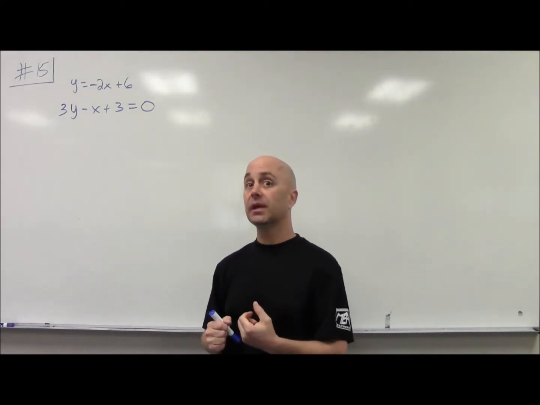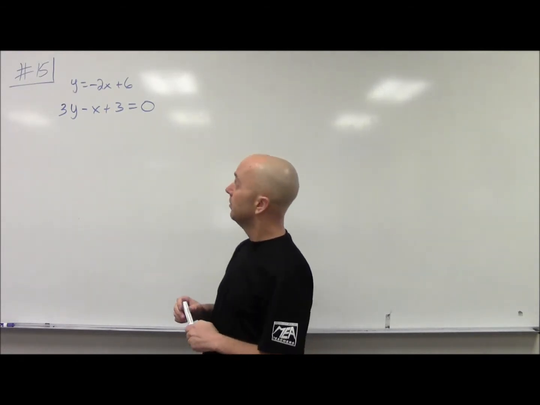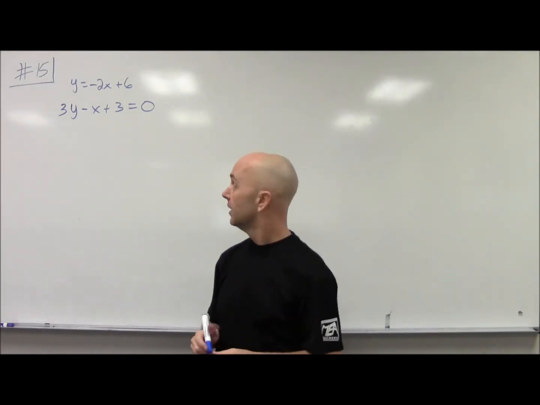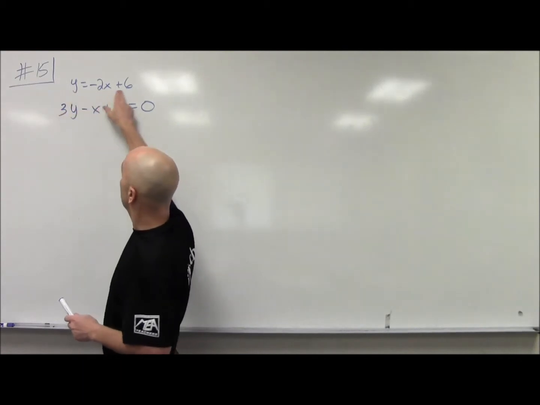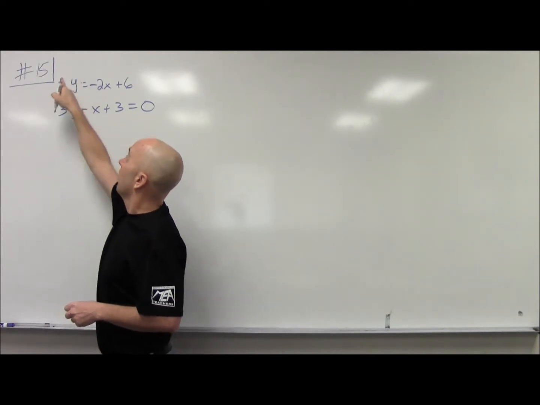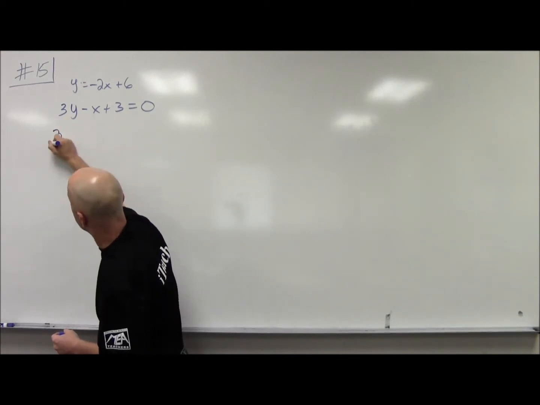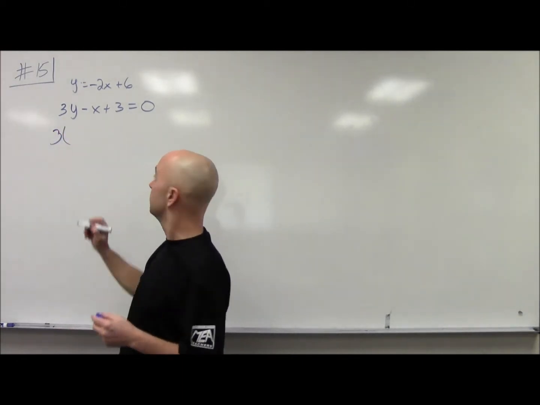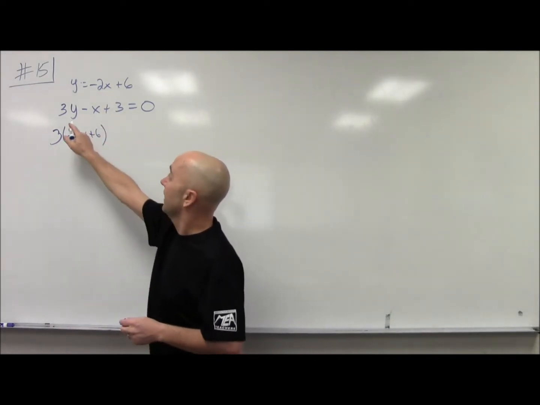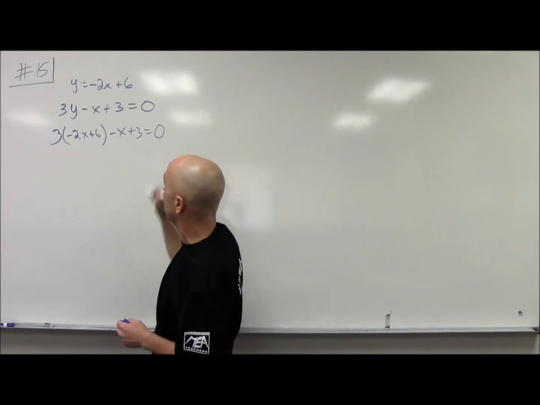Now sometimes I like to make them both in the slope-intercept form to make them a little simpler, but I'm not going to this time. Because this time I have the first equation where y is by itself, so I know what y is worth. So what I'm going to do is take this equation and substitute the value of y in that equation into the second equation. So I write the second equation: it'd be 3 times y. Now y is worth negative 2x plus 6. Okay, so that's the 3 times the y. Then I've got to subtract x, add 3, and that equals 0.